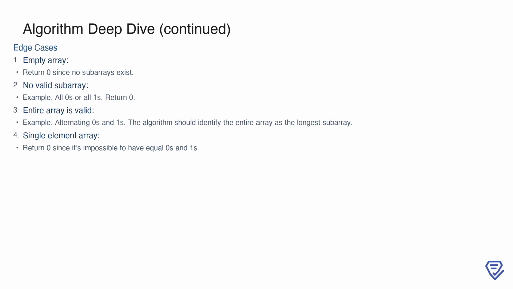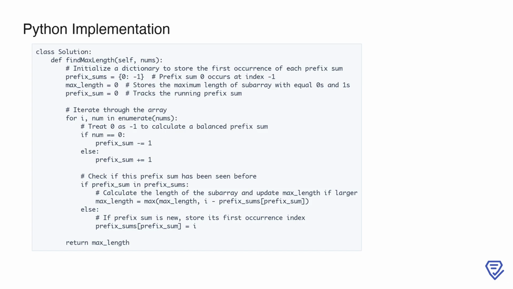This solution tackles the problem of finding the longest contiguous subarray with an equal number of zeros and ones using an efficient approach with O(n) time complexity. The key idea is to use a prefix sum where zeros are treated as -1s. This transformation allows us to reduce the problem to finding subarrays with a prefix sum of 0.